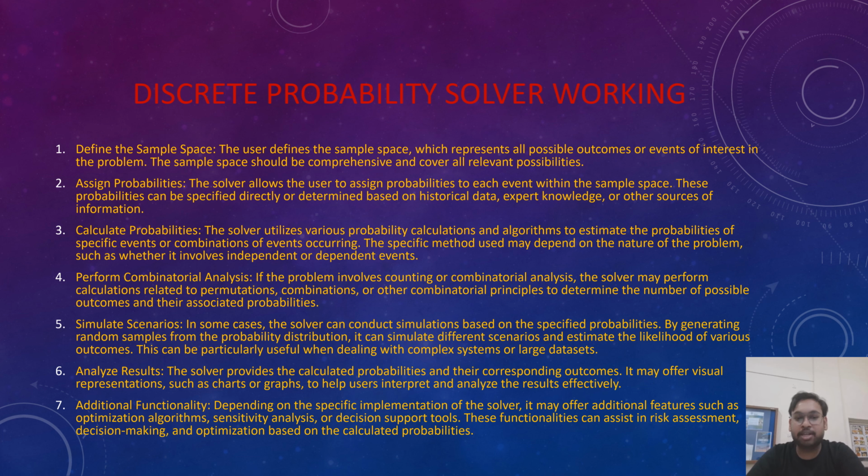Firstly, it defines the sample space which represents all the possible outcomes of the event. Then it assigns the probabilities to each event within the sample space with the help of data given to us. Then it calculates the probability using various calculations and algorithms to estimate the probability of a specific event. Then it performs combinatorial analysis involving counting to perform the calculations related to permutations and combinations.